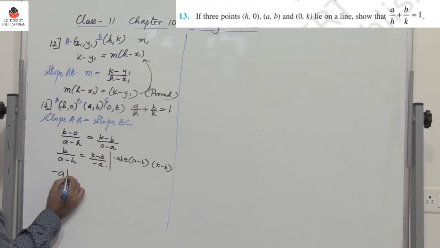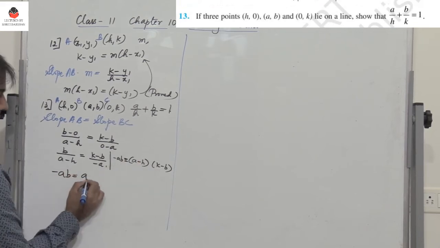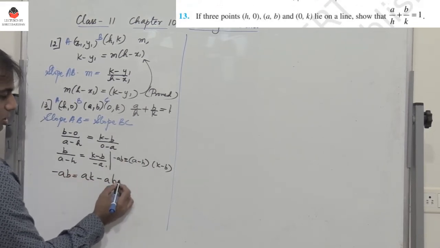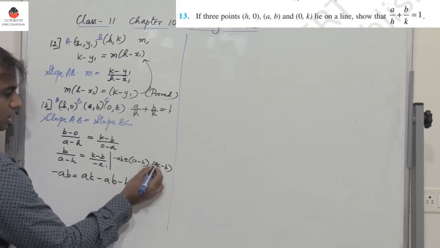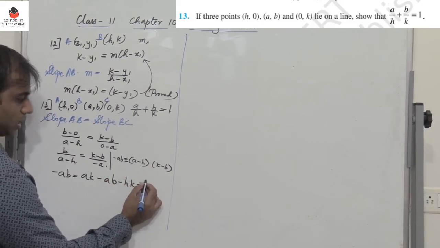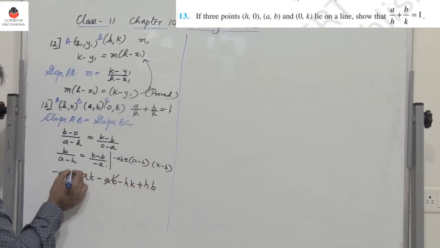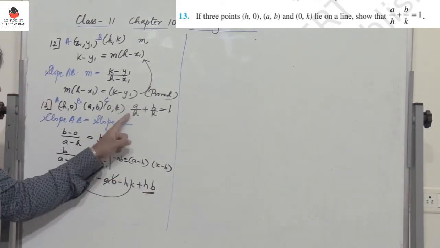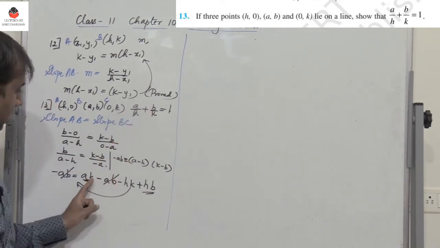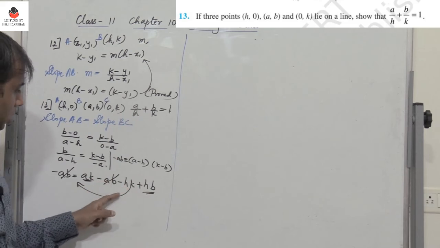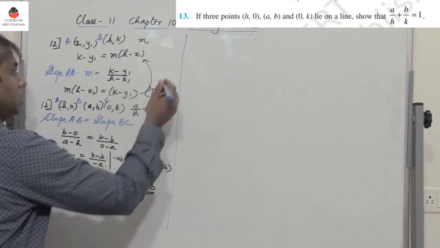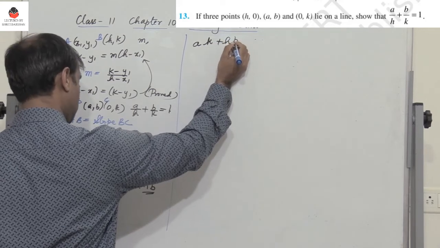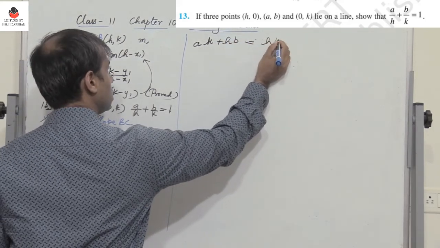So you have minus ab equals a into k is ak, a into minus b is minus ab, minus h into k is minus hk, minus h into minus b is plus hb. So minus ab gets cancelled. So here you have a and b on one side, so ab is retained. You take hk to the other side. So you get ak plus hb equals hk.